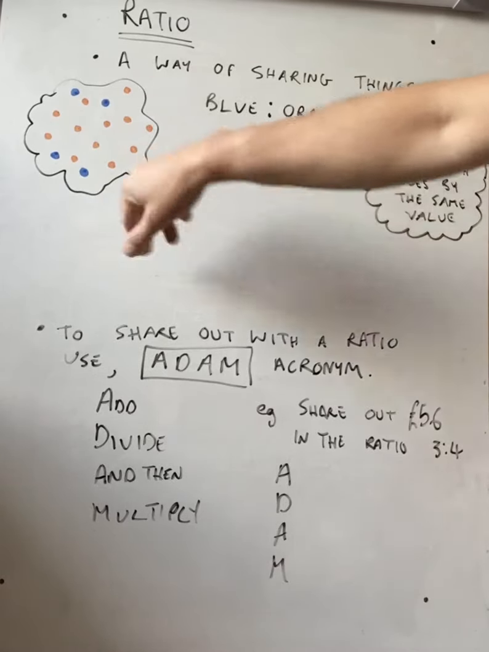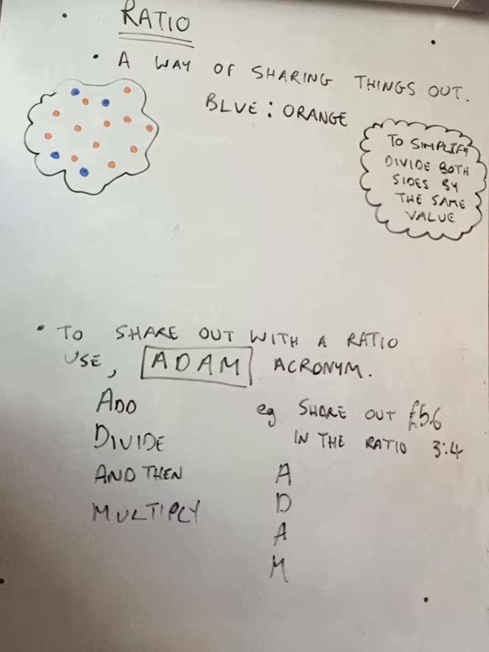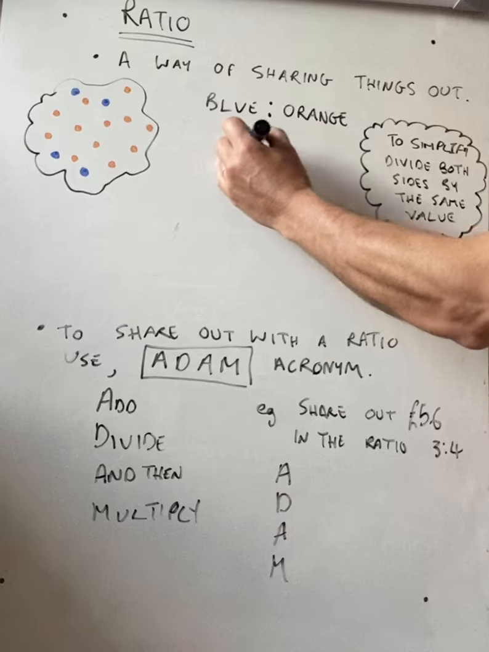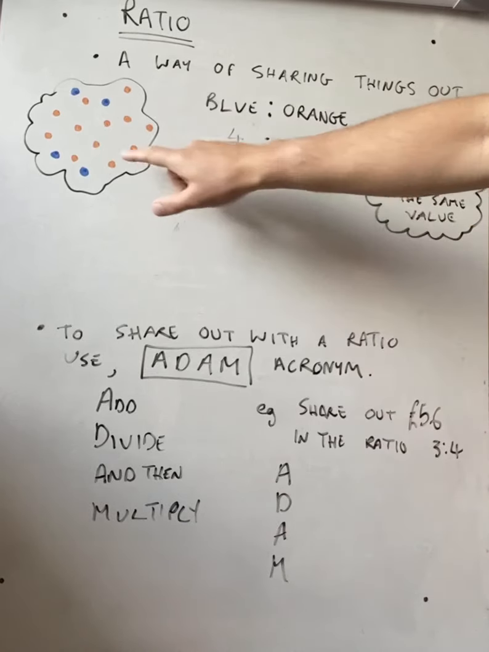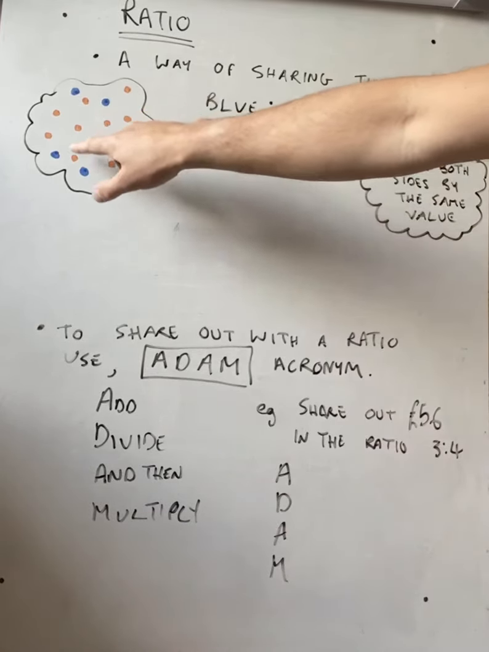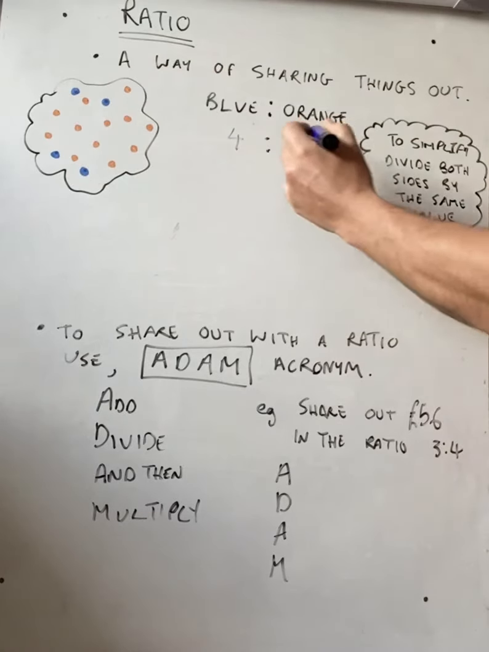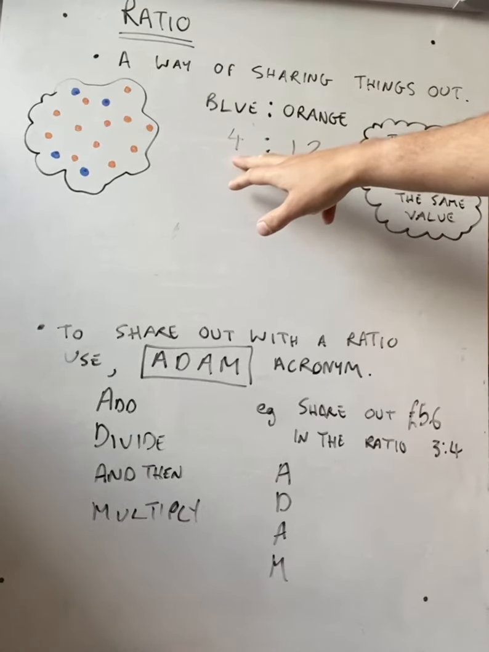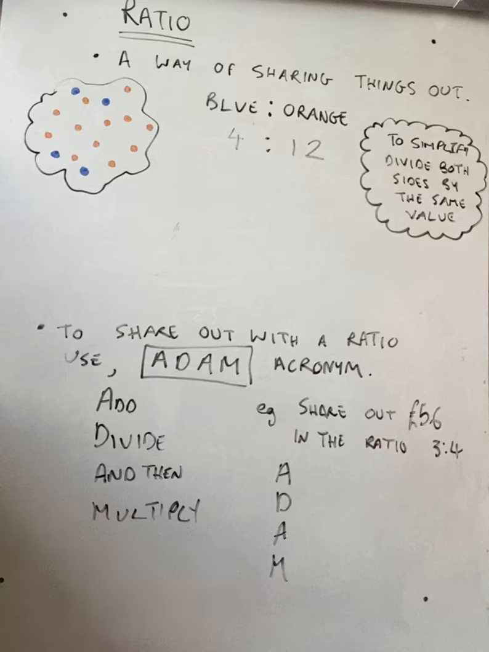So if you look at this kind of blobby thing, what we've got here is some different counters within it, and we're just going to use the numbers. So we've got 1, 2, 3, 4 blue, and we've got 1, 2, 3, 4, 5, 6, 7, 8, 9, 10, 11, 12 orange. So if I was to talk about that as a proportion, we'd say that for every 4 blue counters, there's 12 orange. And that's what a ratio is. It's a way of sharing out or proportioning things.